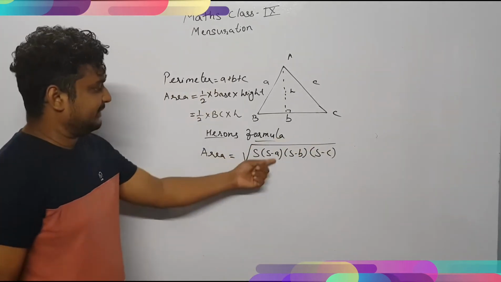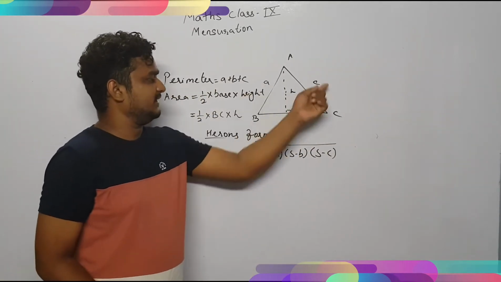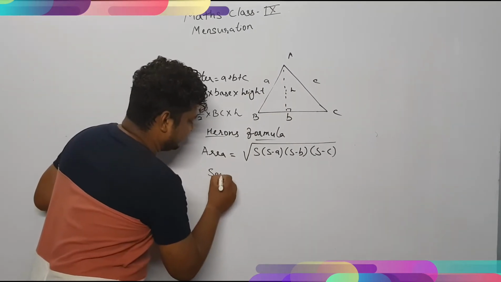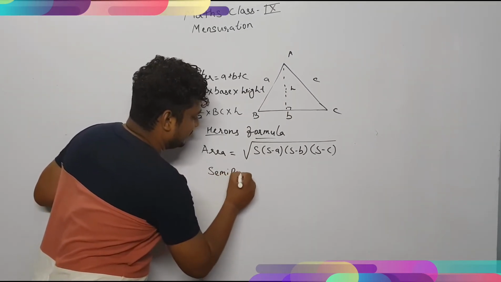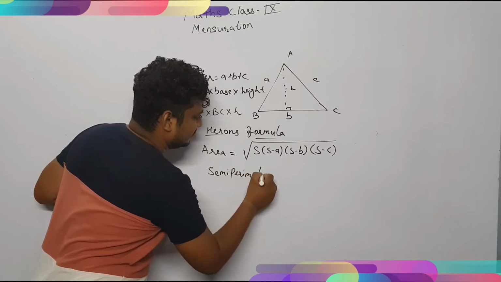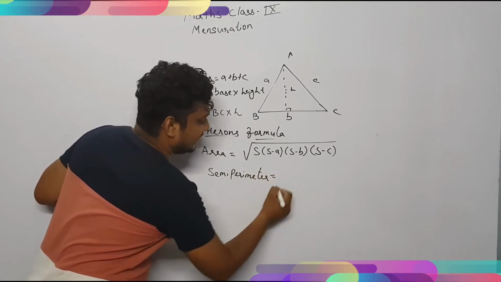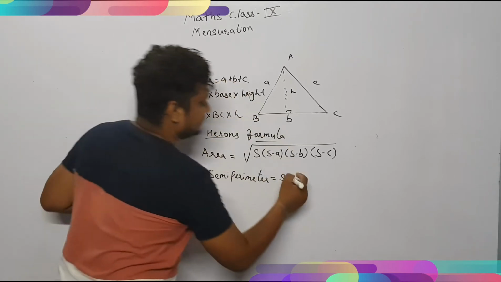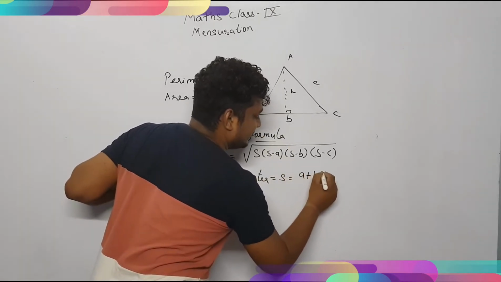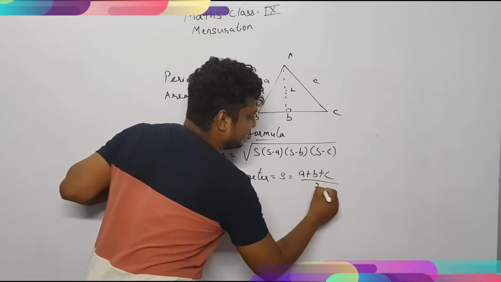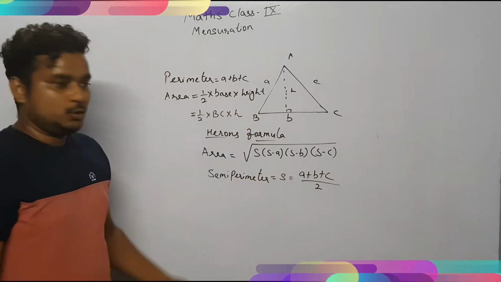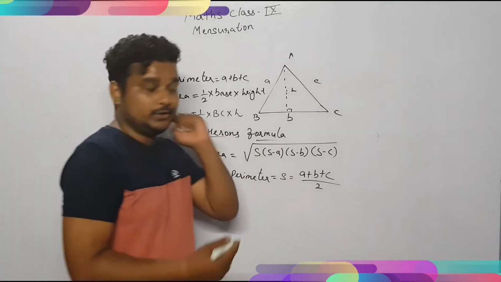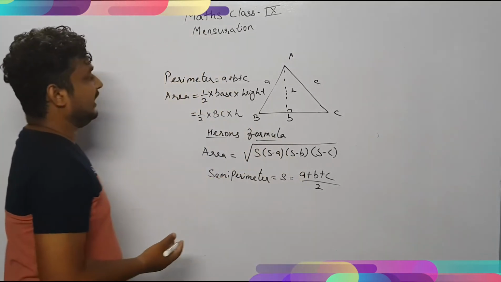So it is clear to you what a, b, c are over here, but what is s? We call it the semi-perimeter. You know the perimeter is a plus b plus c. When we say semi, we divide that by 2. So s equals a plus b plus c over 2. This is called Heron's formula.